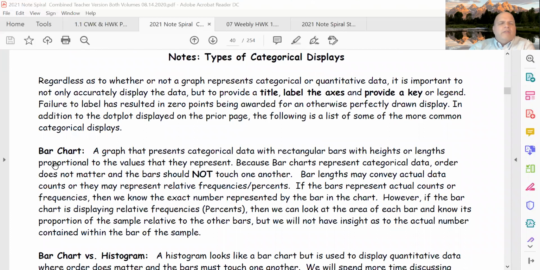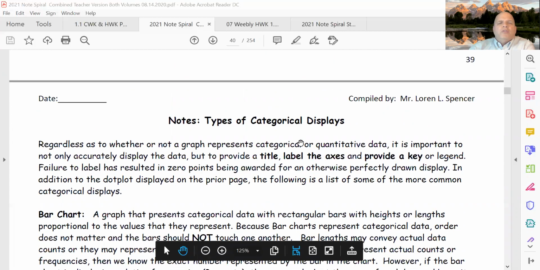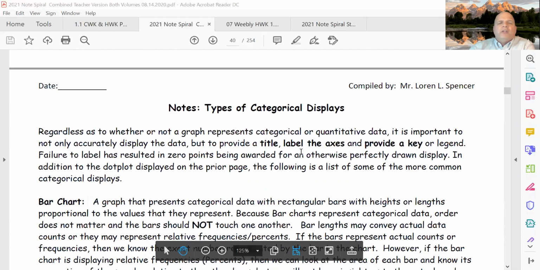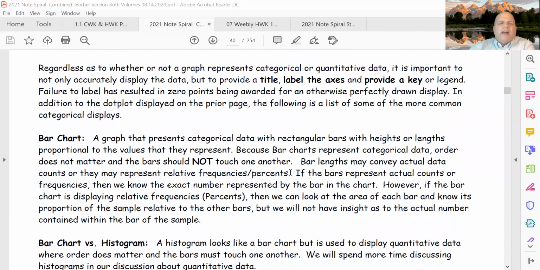Here's a slide that describes how to do them. You can read that yourself. We can display them as frequencies or percents, in which case it'd be a relative frequency percent, like 50% of the people chose football or something like that.